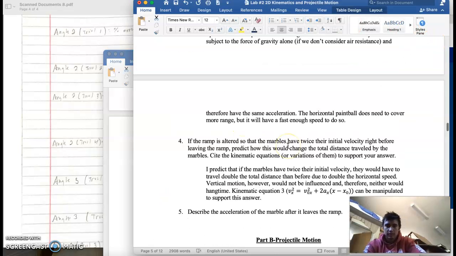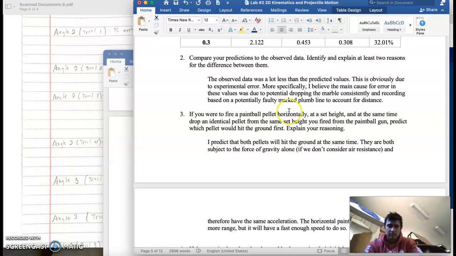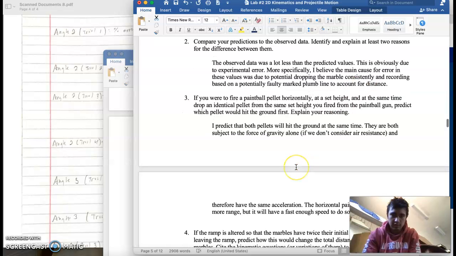Alright, so then comparing those, it was difficult with the plumb line. I didn't know what I was completely doing with that, so that was probably a potential error. Another potential error was dropping it consistently. That could be an issue.